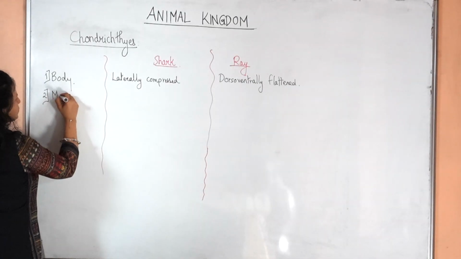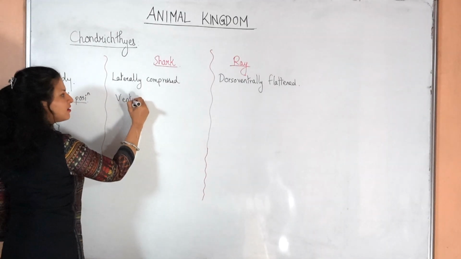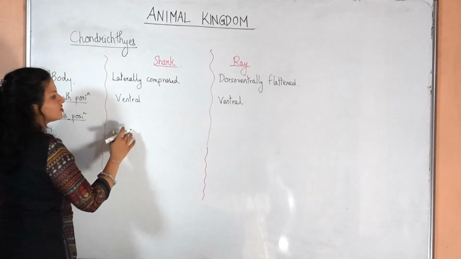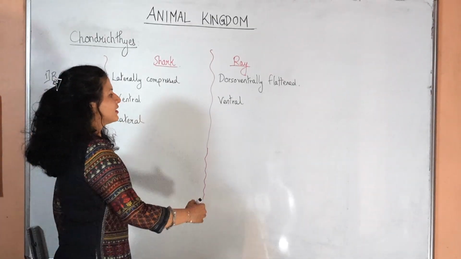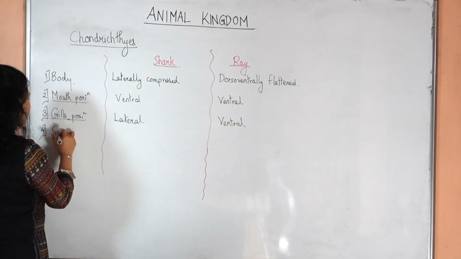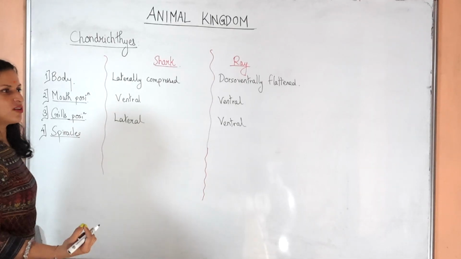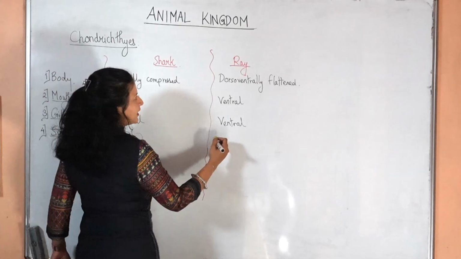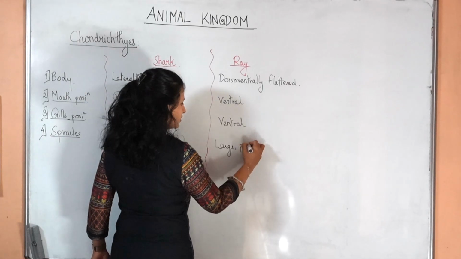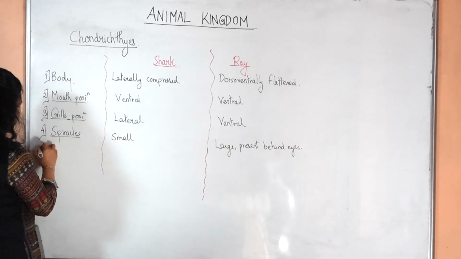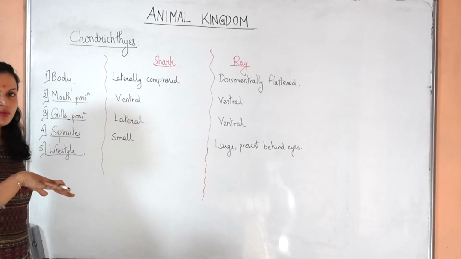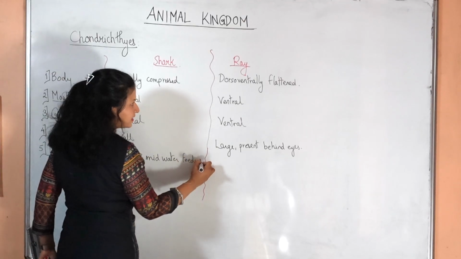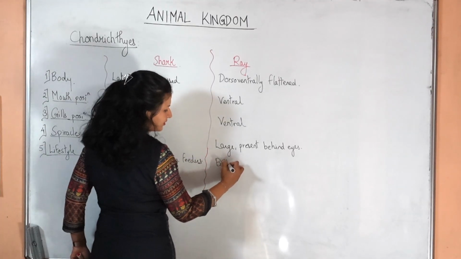Next point, mouth position. Mouth position is ventral. In case of ray also it is ventral only. Gill position. Gill position in case of the shark is lateral, but in case of the rays it is ventral. Spiracles, which are the modified first pair of gills. The sharks also have them, but they are small in them. They are small, and in case of the ray they are large, present behind the eyes. Next, lifestyle. Sharks are surface or mid-water feeders. Surface and mid-water feeders. And in case of rays, these are bottom feeders.